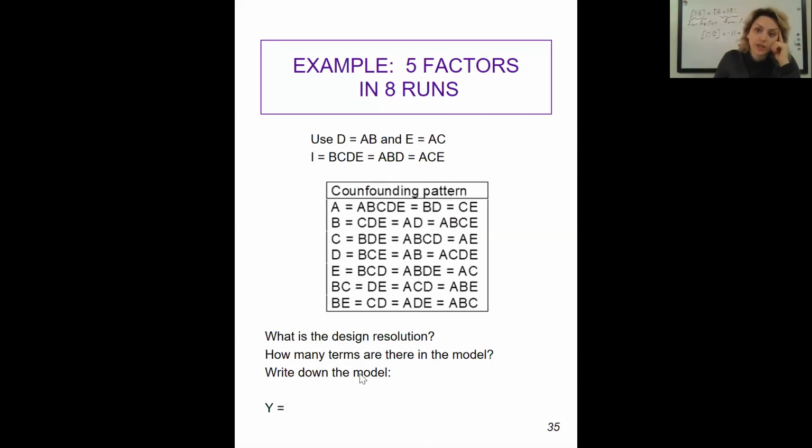If you want to write down the model, what are you going to write down? You would say beta null, and then you would say beta 1A or ABCDE or BD or CE, right? Plus beta 2B or CDE or AD or ABCE, like the confounding patterns that you would have. And you would write it down until you reach BE, and then plus error. So that's going to be your model. You can write down the model by yourself, and then let me know if you have any question about it.